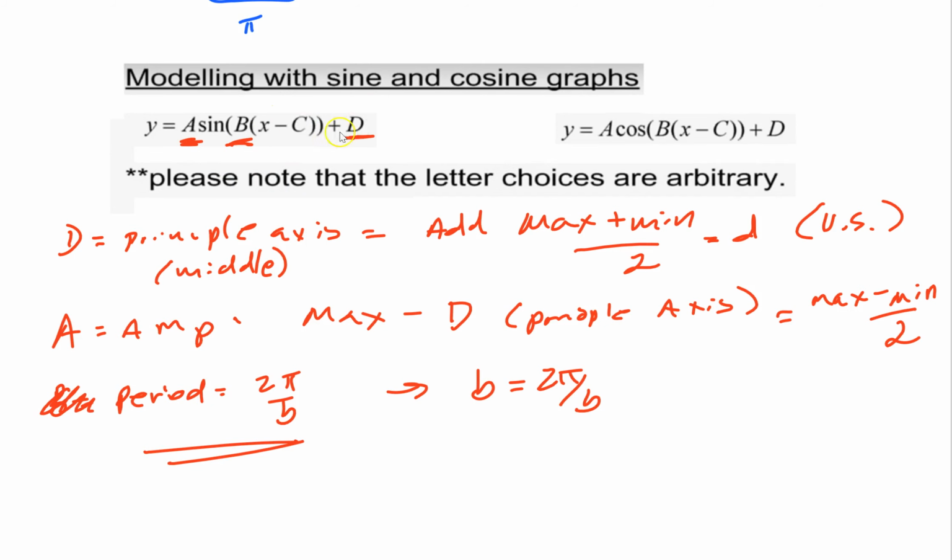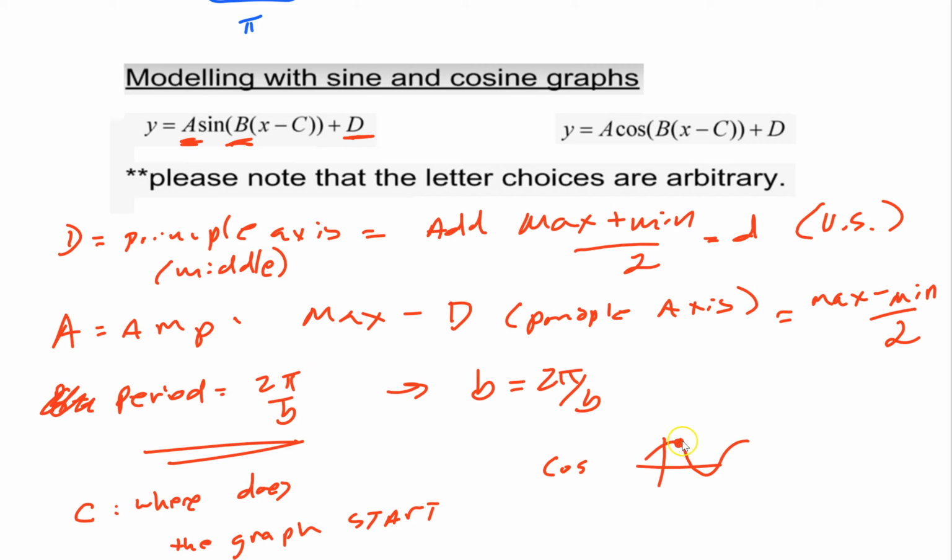Now C is a phase shift. Where does your graph start? For C, it's actually the easiest, if you could see it. It's where does your graph begin? That's all you have to look for. Now you gotta watch out though. If it's a cosine graph, let's say I give you this, you're looking for that point right there where it's starting. That would be your C.